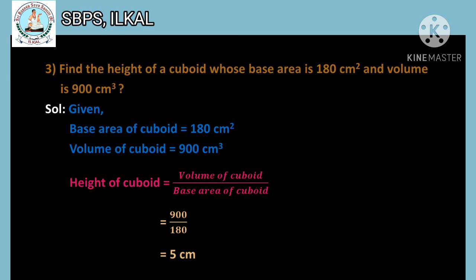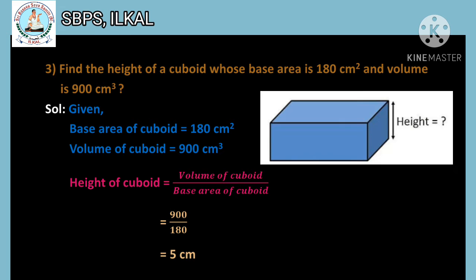Third question, find the height of a cuboid whose base area is 180 square centimeter and volume is 900 cubic centimeter. Solution, given base area of cuboid is equal to 180 square centimeter, volume of cuboid is equal to 900 cubic centimeter. We know that height of cuboid is equal to volume of cuboid divided by base area of cuboid, which is equal to 900 divided by 180, which is equal to 5 centimeter. Therefore, height of the cuboid is equal to 5 centimeter.